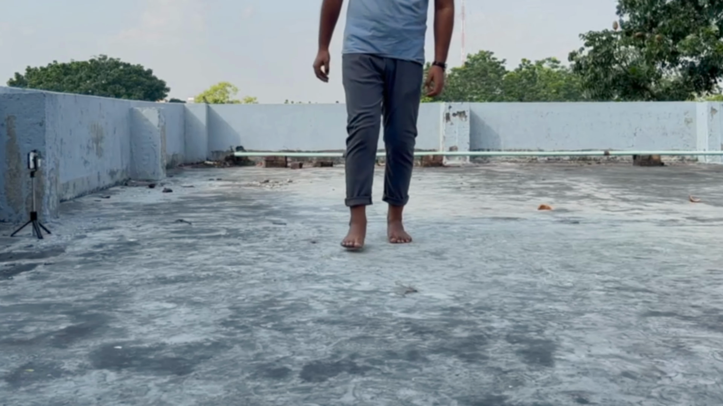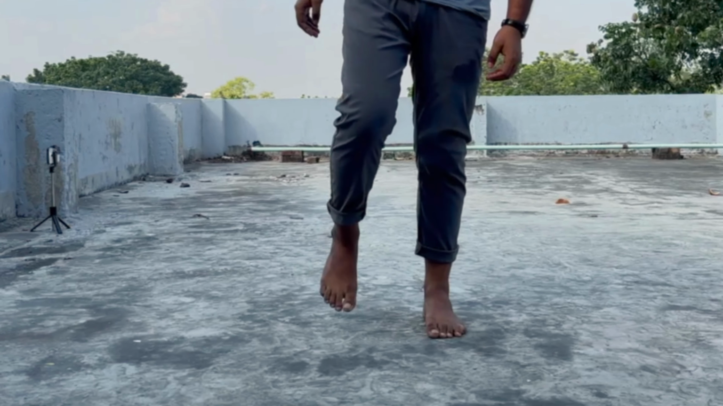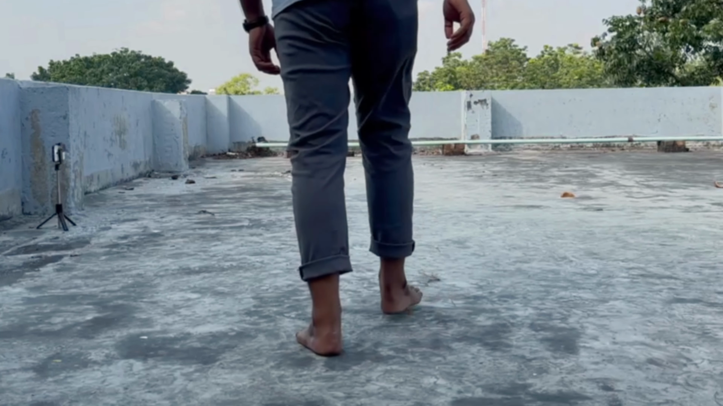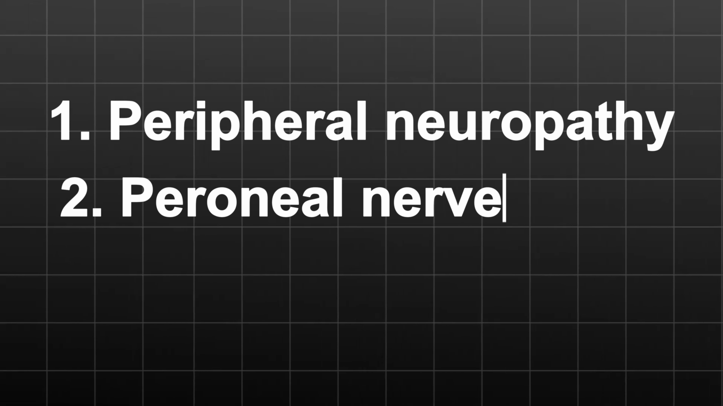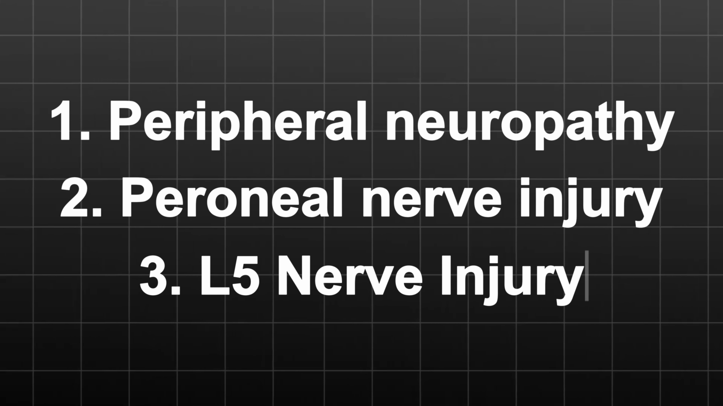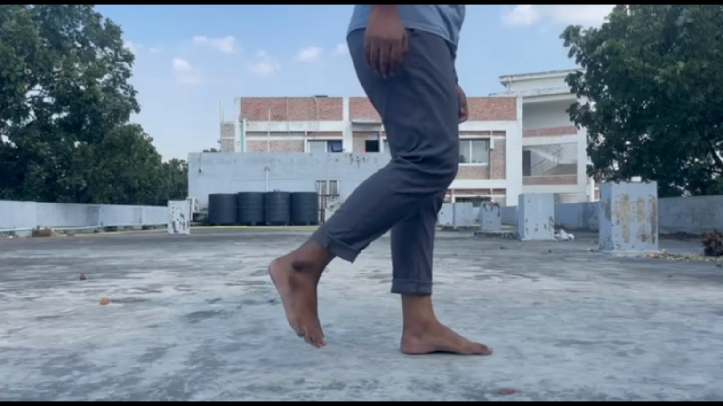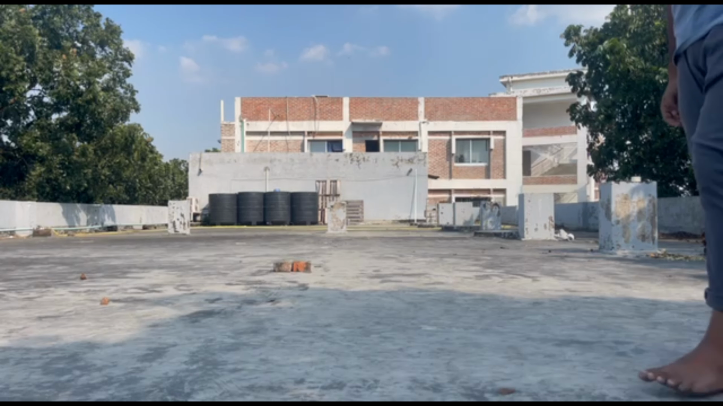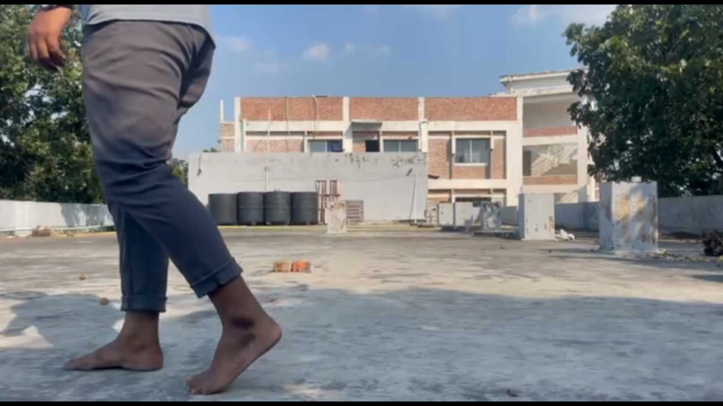First, we have the steppage gait. The gait is often associated with foot drop, which means the person is unable to properly dorsiflex the foot due to weakness in the muscles at the front of the leg. Steppage gait is typically caused by issues like peripheral neuropathy, peroneal nerve injury, or conditions affecting the lumbar 5 nerve root. The gait is best observed in the sagittal plane. It is most apparent in the swing phase of the gait, as the individual has to lift the leg higher to avoid dragging the toes.